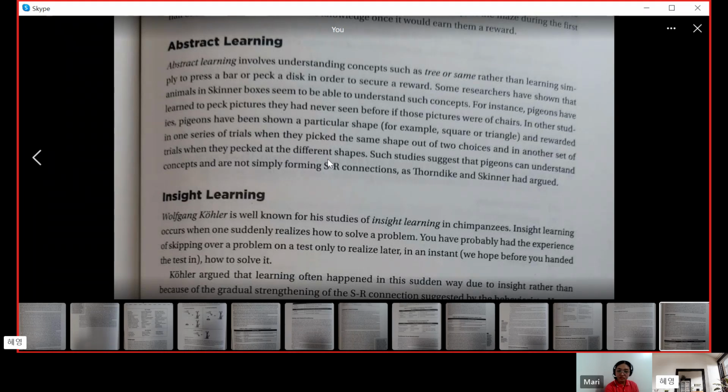In other studies, pigeons have been shown a particular shape and rewarded in one series of trials when they pick the same shape out of 2 choices, and in another set of trials when they peck at the different shapes. Such studies suggest that pigeons can understand concepts and are not simply forming S-R connections, as Thorndike and Skinner had argued.